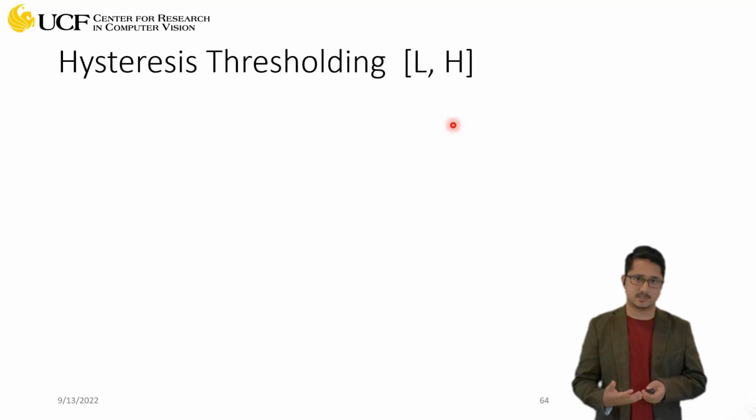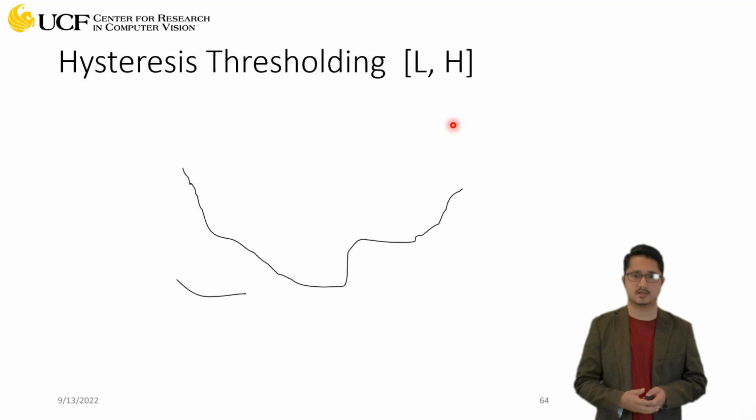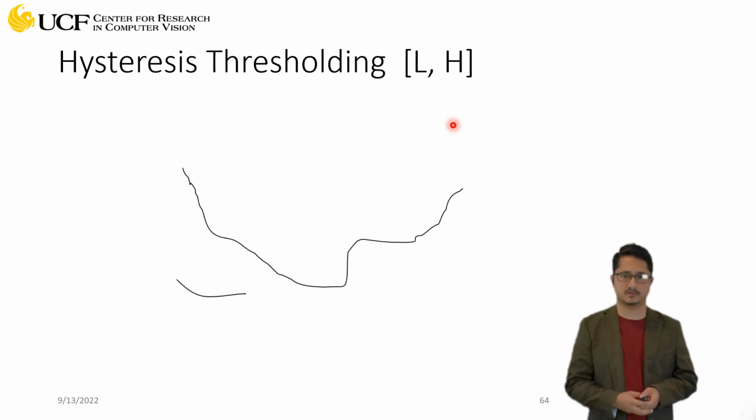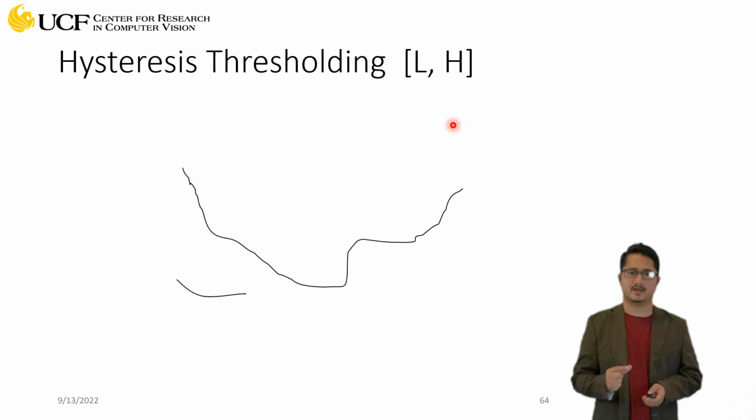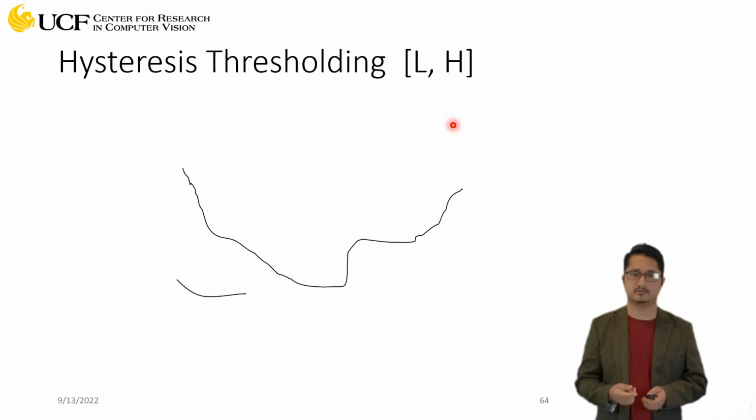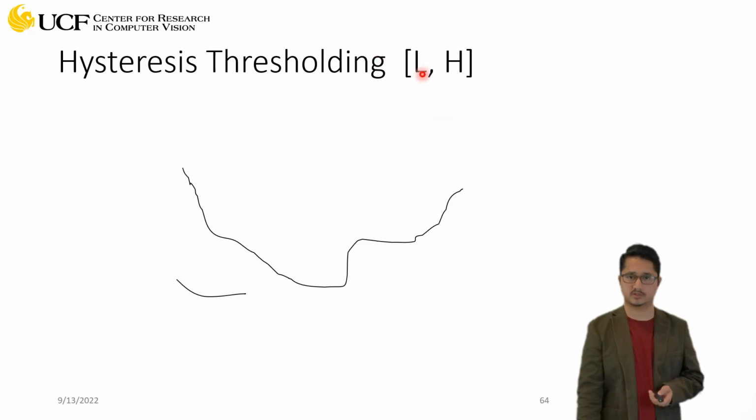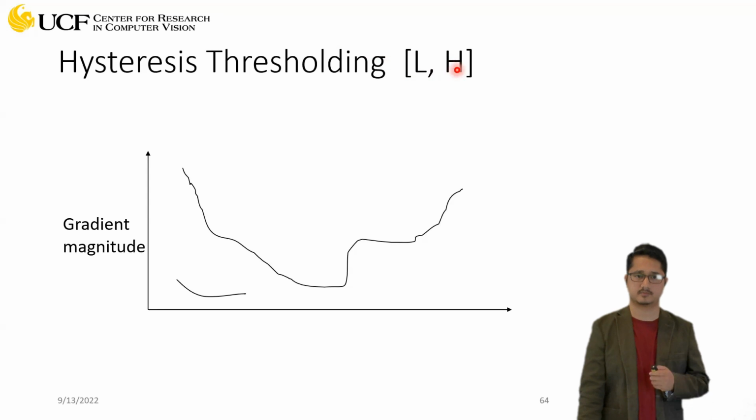Now we have one more step which uses some kind of threshold to suppress further edges which are not real edges. And this is called hysteresis thresholding. The idea is instead of having a single value of threshold, we have two different values. So that gives us some kind of bandwidth. We call these lower threshold and higher threshold.